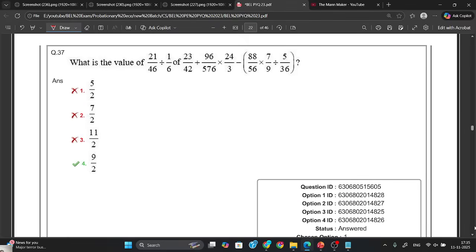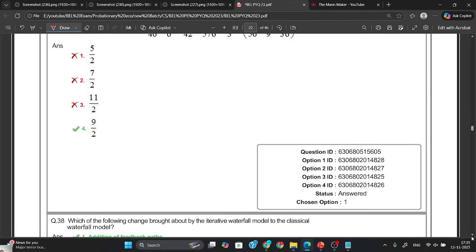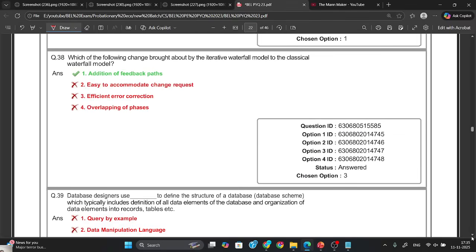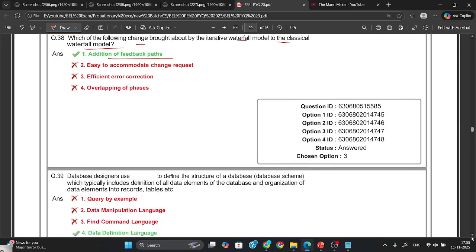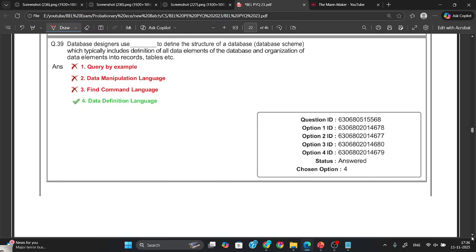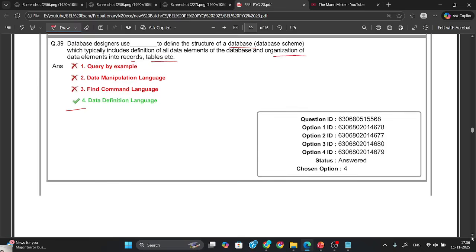What is the value of this one? Again, this is maths, related to general aptitude. Which of the following changes was brought about by the iterative waterfall model to the classical waterfall model? This is related to the feedback path. A database designer uses dash to define the structure of the database, which typically includes the definition of all data elements of the database and the organization of the data elements into records, tables, etc. So it will be defined by data definition language.